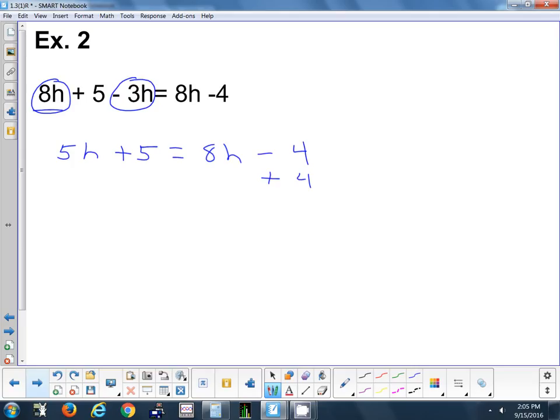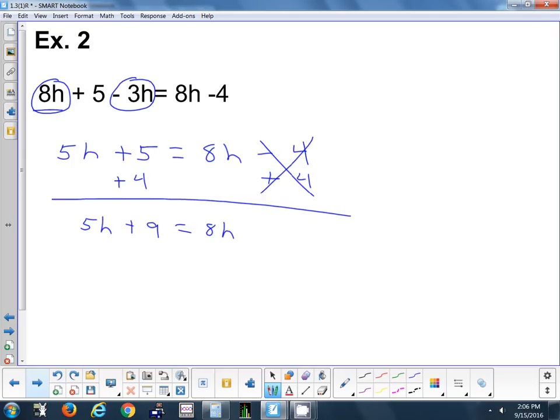Where else do you want to do it? Yep, and where do I put it? Under the 5h or under the 5? Under the 5. It's 4. And you're doing good, Josh. So can you tell me what's left here? Okay, I like that. He added 5 and 4 and got 9. Brought down the 8h. And negative 4 plus 4, that is gone.